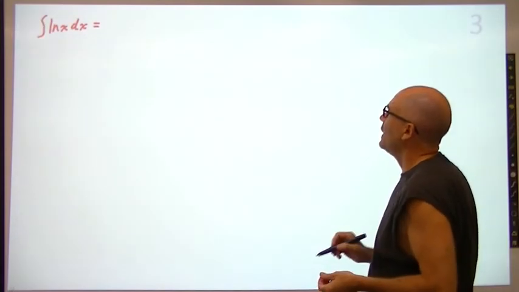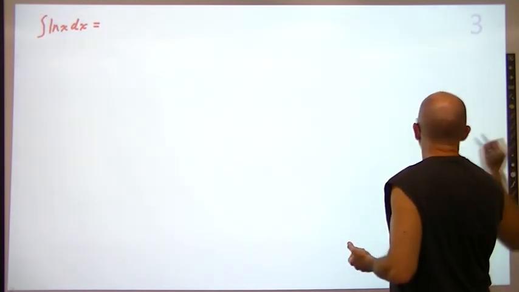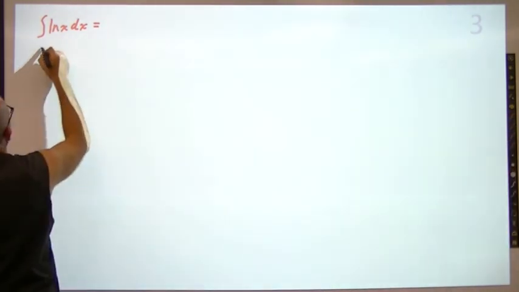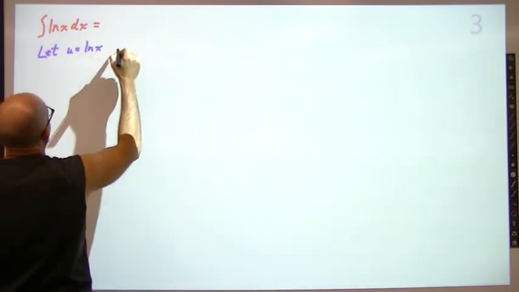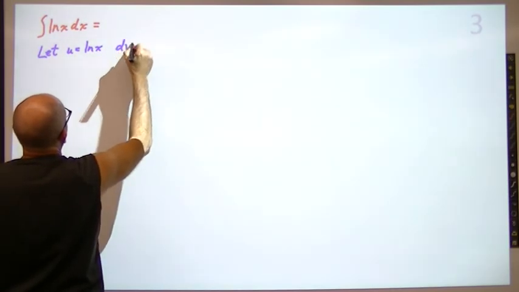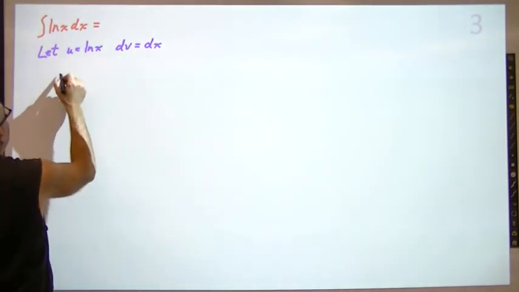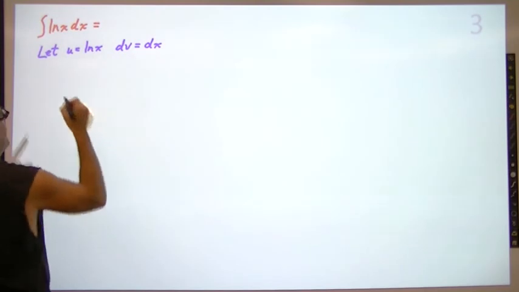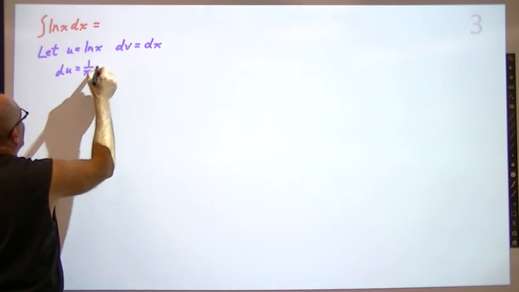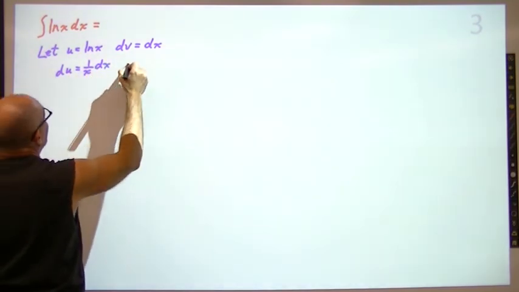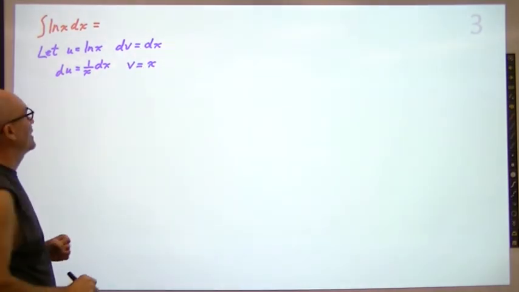Cruising onward. The integral of natural log x dx. Now this has no options. What we do is we say, let u equal natural log x, and then dv equals dx. So I need the du and I need the v to get all my parts. So du, the derivative of natural log x, is 1 over x dx. And the v then would be the integral of dx, which would be just x.